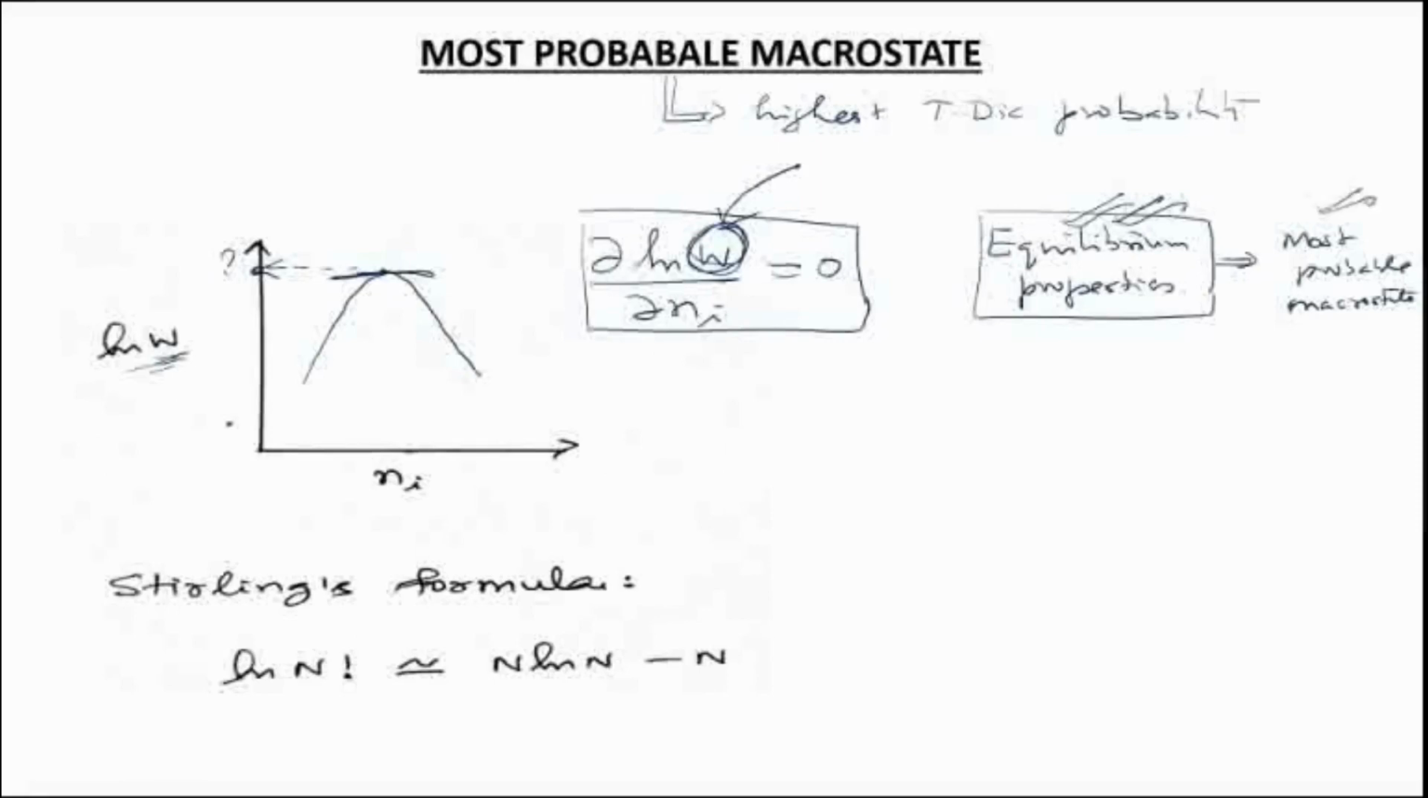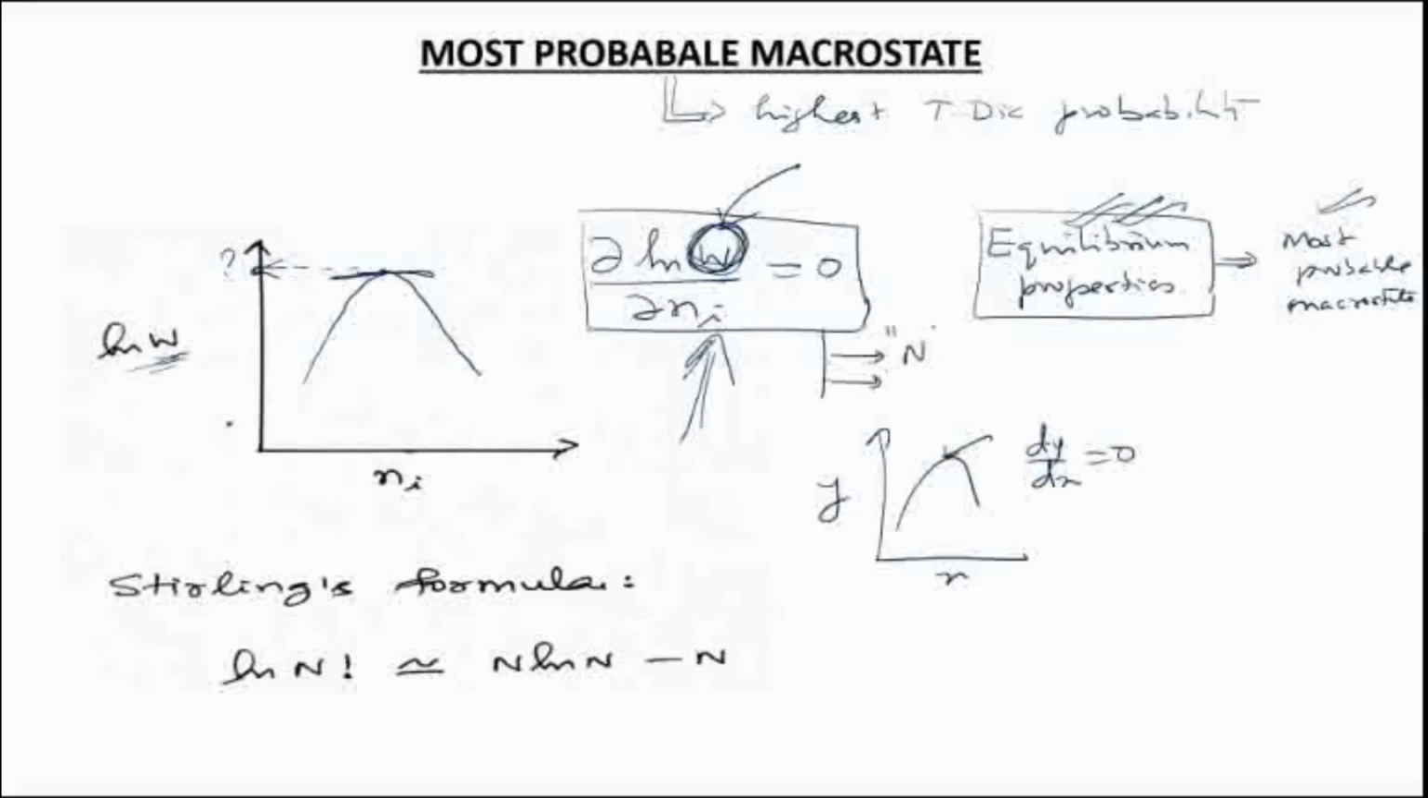To find the most probable macrostate, we can use this technique. If you want to use this technique, you must know the general formula for W, and I have already given the general formula for Maxwell-Boltzmann, Fermi-Dirac, and Bose-Einstein. But listen, the type of system that we are going to handle is not that simple. Suppose you have y and x and a curve like this, then dy by dx put equal to 0 gives the maxima directly. But in this case, we have two constraints. You have to find the most probable macrostate keeping in mind that N should be constant and E should be constant.